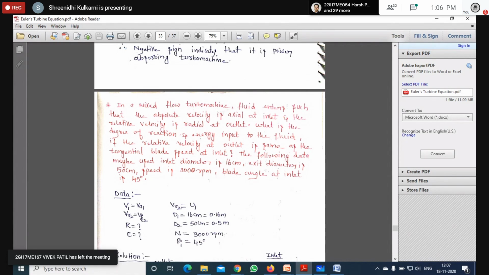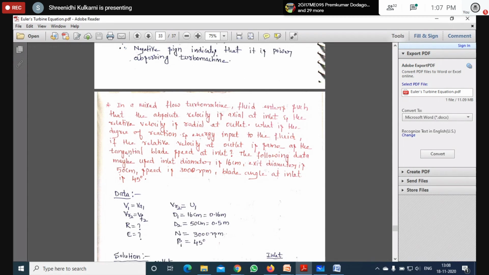Clear? Yes, sir. Okay, as per this condition, we have to draw the velocity triangle. So V1 is equal to VF1 and VR2 is equal to VF2 as per the problem statement. So what is the degree of reaction? We have to find out R, and the energy input to the fluid, so we have to find out E.